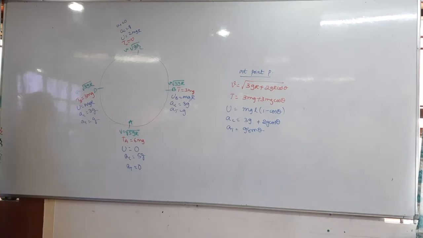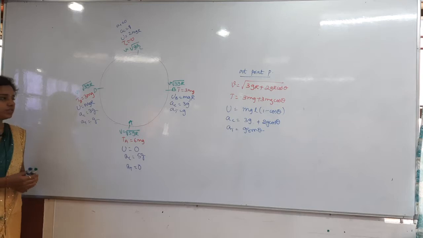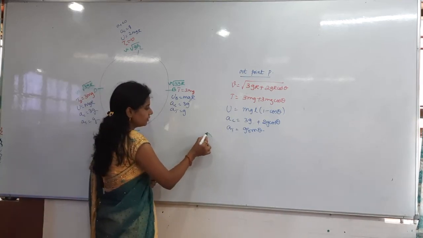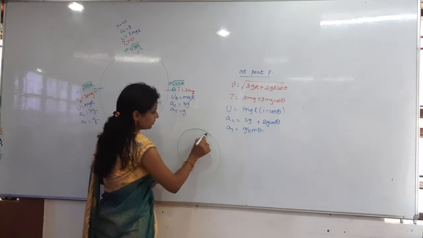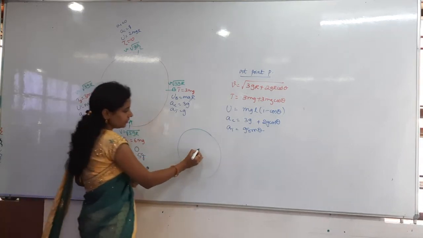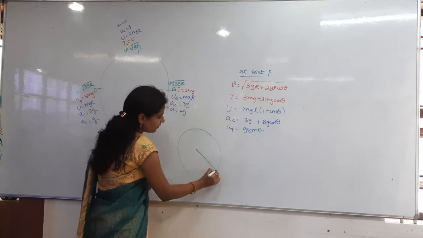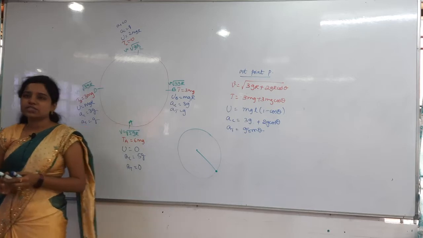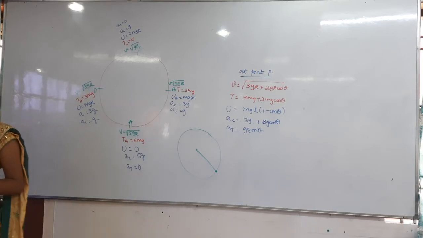Yesterday I said, no, how g sin theta will come? Did I explain or not yesterday? I guess I did not explain. So, at any point P, let me take point P here. Everything we got at point P, what is the velocity we got? Under root 3gl plus 2gl cos theta we got.